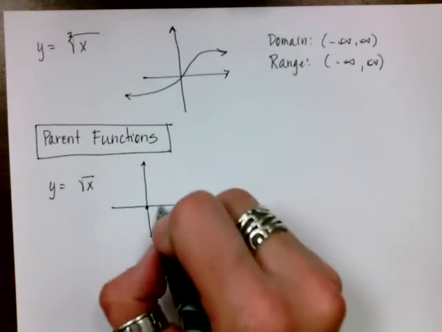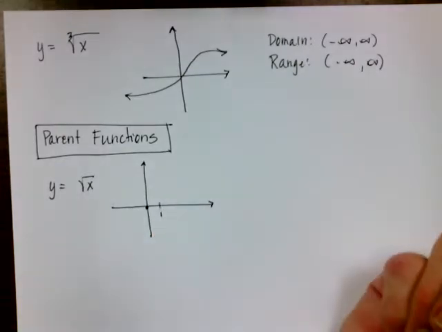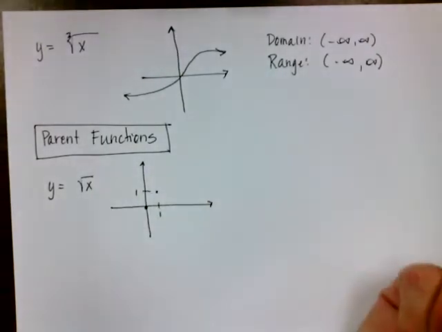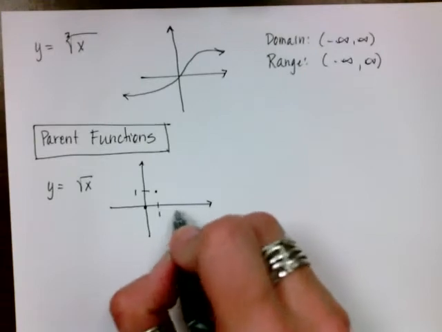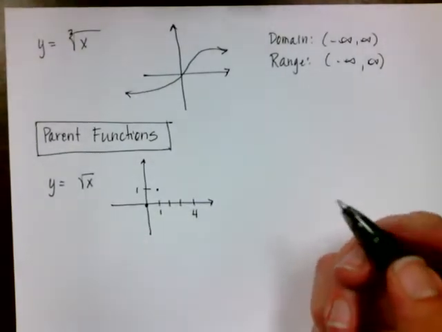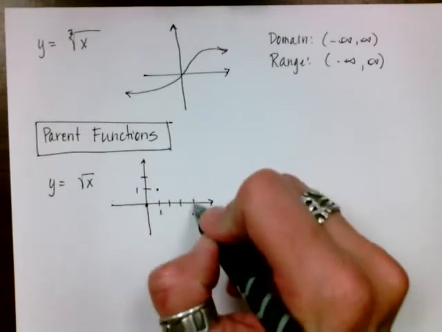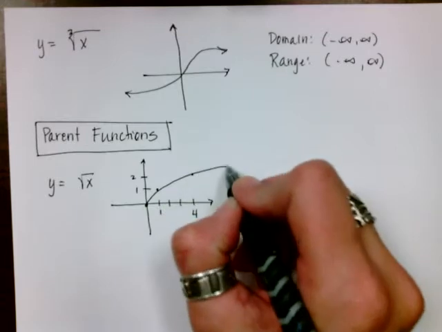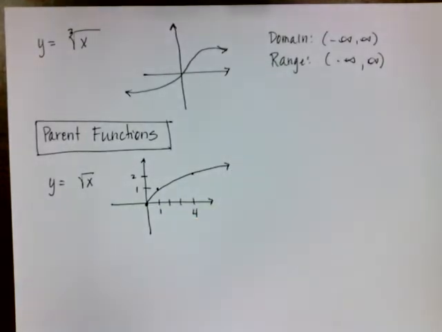Okay, I could do a couple of points. If I let x equal 1, the square root of 1 is also 1, so it's going to go through that point. Let's say I did 2, 3, 4, and I let x equal 4. The square root of 4 is 2. So that would be the 2, and the graph of the square root function looks like that. Okay? And notice again that I'm only doing the positive side of the curve.